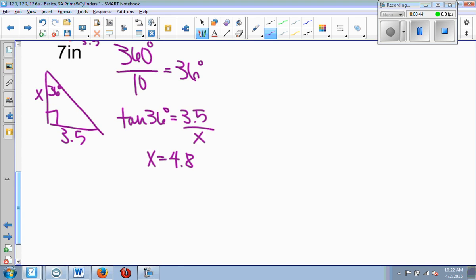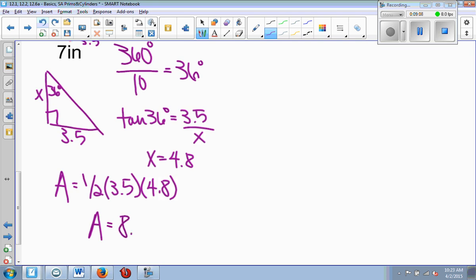In order to find the area of this little triangle, we do 1/2 base times height. So base of 3.5, height of 4.8. Remember, the formula for a triangle has the half in there. Don't forget the 1/2. So if I multiply those, I'm going to end up with an area of that little triangle of 8.4.